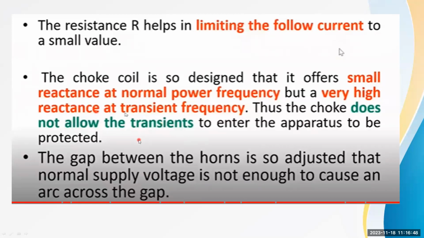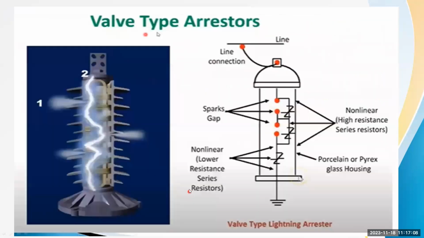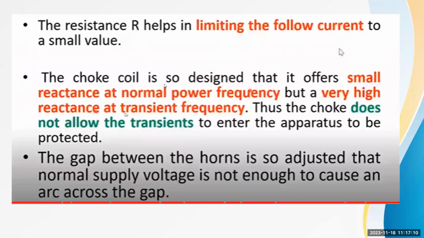Understand? Under high transient conditions, frequency is high, and high frequency means reactance is high. That's why it does not allow the transient. Under normal operating conditions, reactance is very small, and it can allow current. The gap between the horns is so adjusted that normal supply voltage is not enough to cause a spark across the gap. This is about horn type arresters, and next, valve type arresters.